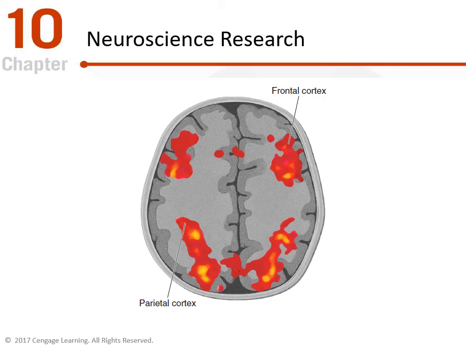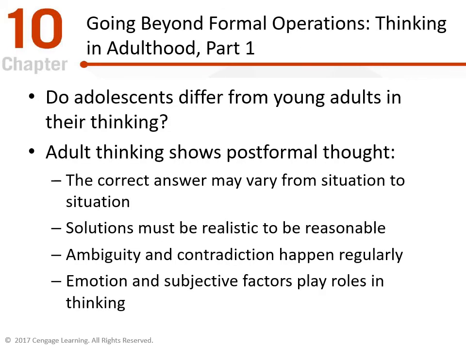That make up the intelligence, according to the neuroscience research. Going beyond formal operations, thinking in adulthood. So the question we want to ask: do adolescents differ from young adults in their thinking? So yes, adults' thinking shows post-formal thought. So the correct answer, it varies from situation to situation, right?